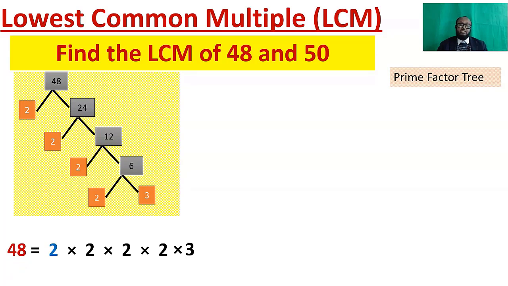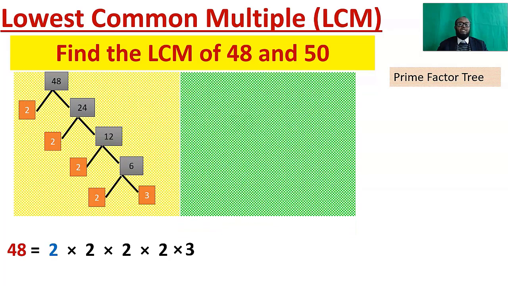as a product of its prime factors. So 48 is 2 times 2 times 2. As you see, 2 times 2 is 4, times 2 is 8, times 2 is 16, times 3 is 48. We're going to do exactly the same for 50.